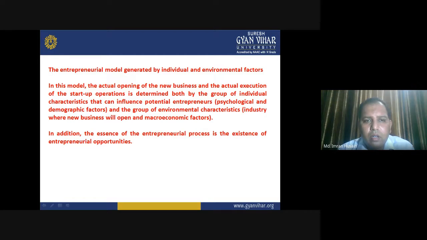In this model, the actual opening of new businesses and the actual execution of the startup operation is determined by both the group of individual characteristics that can influence potential entrepreneurs, psychological and demographic factors, and the group of environmental characteristics that includes the industry where new businesses will open and macroeconomic factors. In addition, the essence of the entrepreneurial process is the existence of entrepreneurial opportunities.